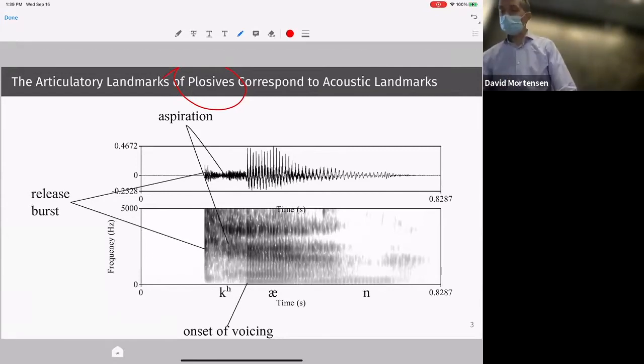So you see this sudden transition between nothing and something. This part here is going to be the closure. But you can't tell when it begins exactly, because it doesn't make a lot of sound when you make a closure, but you can tell that it's continuing up until here. So that's the closure.